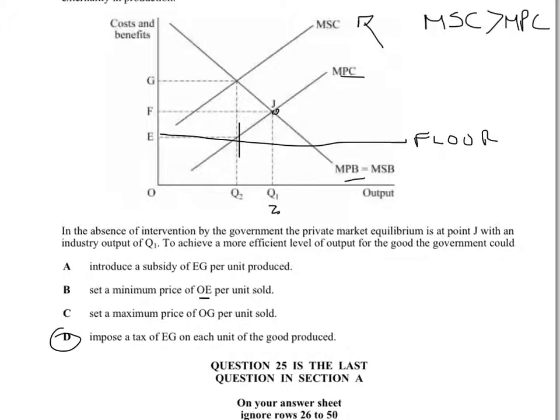So we've got there through a process of elimination, but just to make sure, if we look at it, remember, at a new equilibrium, the vertical distance between the two curves represents the tax per unit, which equates to the distance E here. So here is a tax that's being imposed in order to bring about an efficient level of output. So D is the right answer. And that's it.